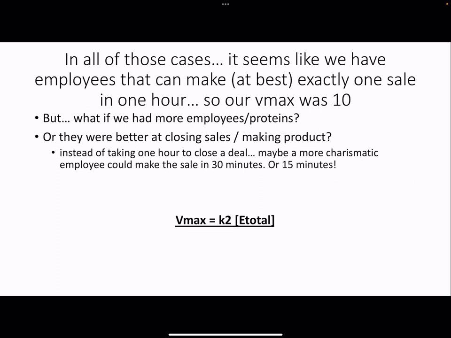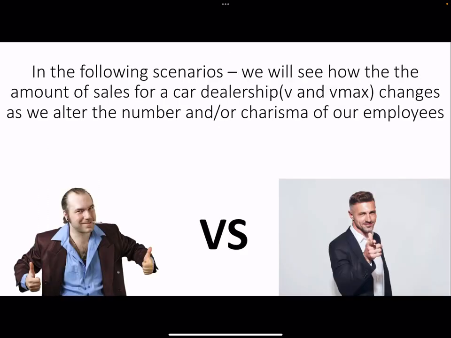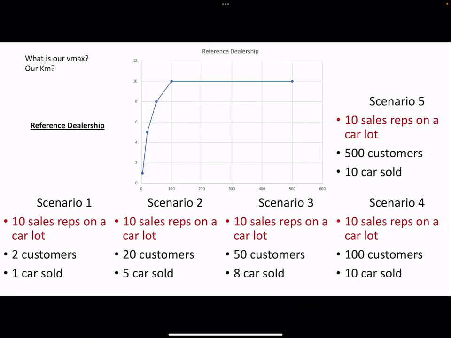Okay, so what if we had more employees or what if we had better employees? I think in this example, we're mostly going to be talking about better employees. But notice that it's really the same if you're talking about K2 or E total. Increasing either one of these would increase the amount of cars that you're going to be selling, your Vmax. But we're mostly going to be talking about better, more charismatic employees. So we're going to be looking at a bad salesperson versus a good salesperson. Again, we are not talking about how willing they are to meet a customer, just how good they are at closing a deal and how quickly they can close a deal.